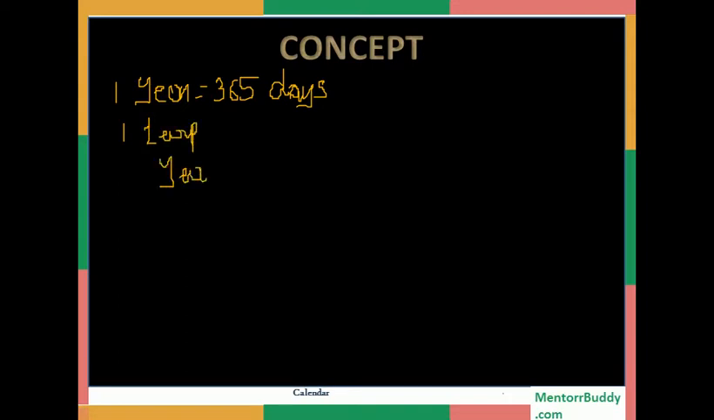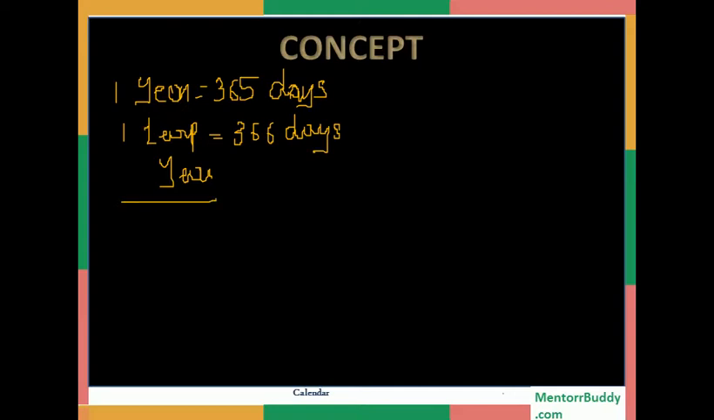First, any normal year, that is 1 year, comprises 365 days. And if we discuss a leap year, one leap year comprises 366 days. We know this, that every normal year comprises 365 days and one leap year comprises 366 days. Okay, understanding one simple thing.